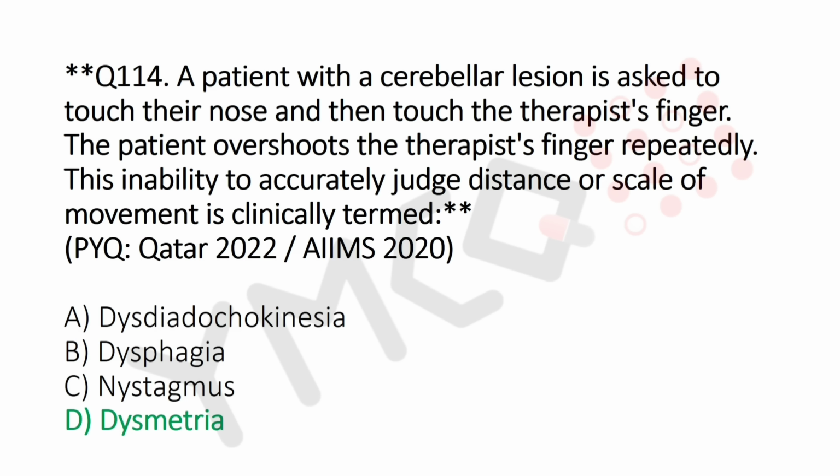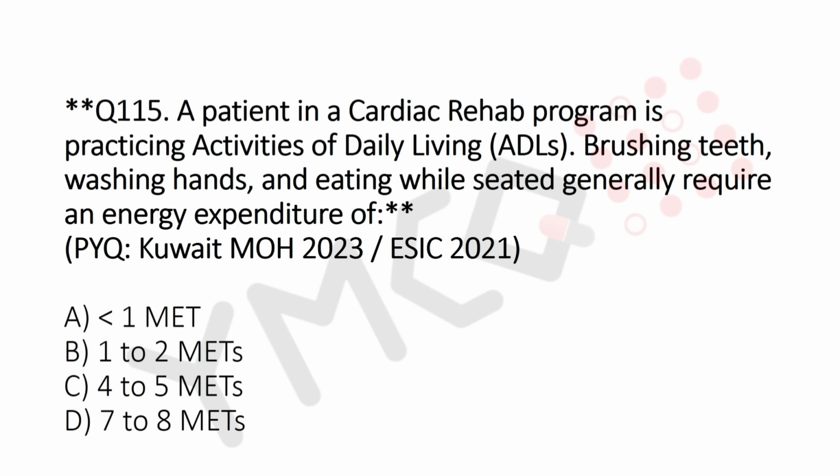Now let's move to question number 115. A patient in a cardiac rehabilitation program is practicing activities of daily living: brushing teeth, washing hands, and eating while sitting. These generally require an energy expenditure of option A, less than 1 MET, option B, 1 to 2 MET, option C, 4 to 5 MET, option D, 7 to 8 MET.